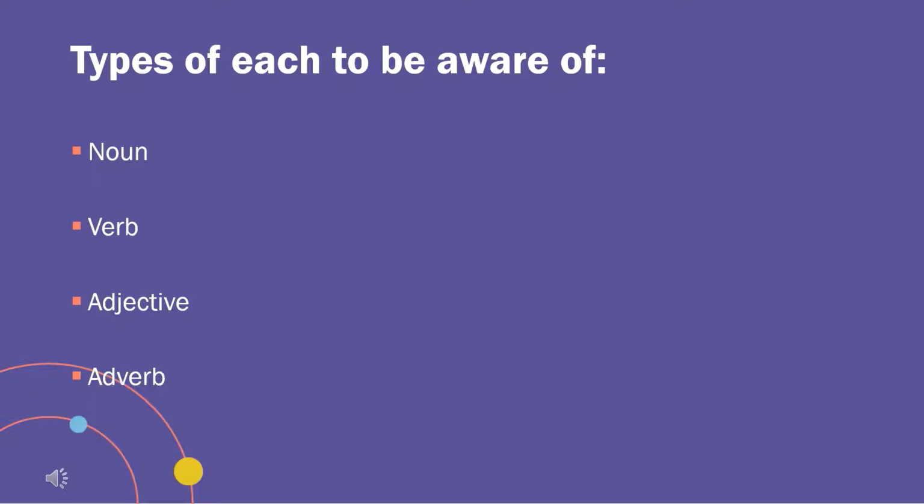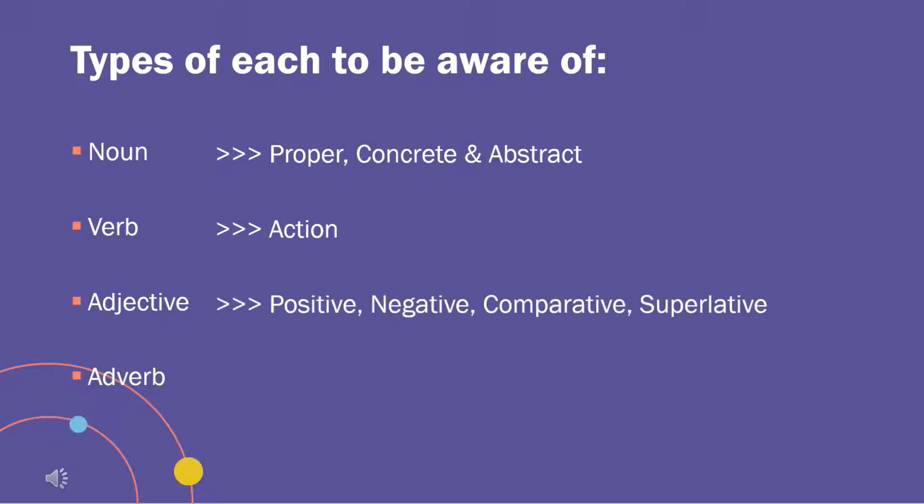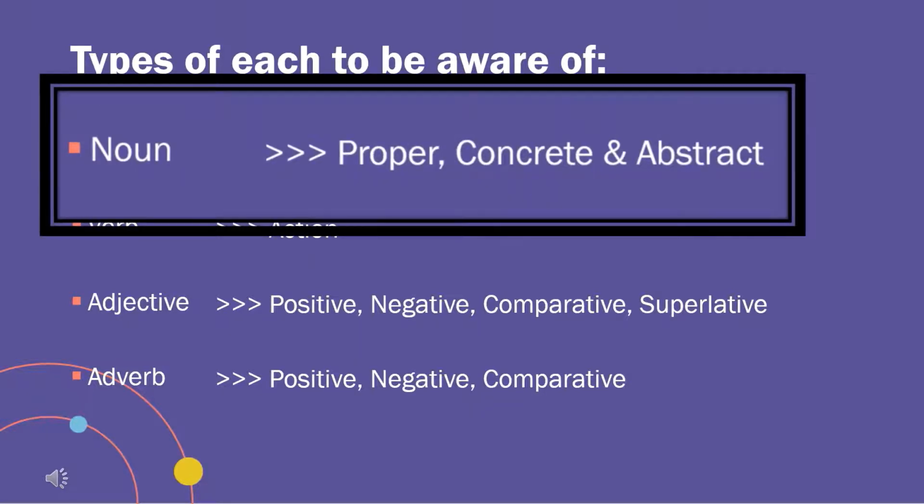So there are types of each to be aware of. Nouns have three main types: proper, concrete, and abstract. Verbs, the main types are action, and these are the ones you should be focusing on more than anything. Adjectives can be positive, negative, comparative, or even superlative. And adverbs can be positive and negative as well, and also comparative. Nouns, however, will be the main focus.